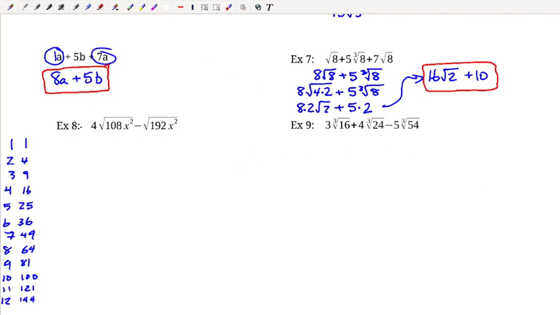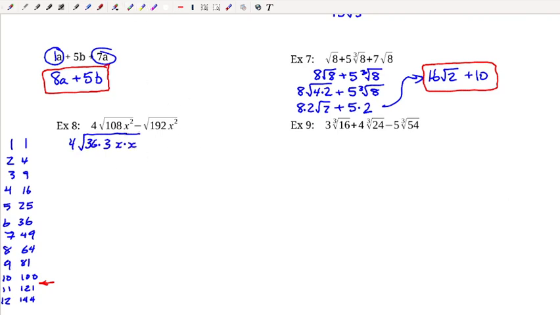So, for example, 4 times square root of 108. 108 is going to be right in here. And let's see if we can find some factors. So, 100 not a factor, 81 not a factor, 64 not a factor, 49 not a factor, 36 possibly. Let's try that on our calculator. 108 over 36. Yes, it is. It is 3. So I've got 4 times the square root of 36 times 3. And x times x is going to give me a pair of x's.